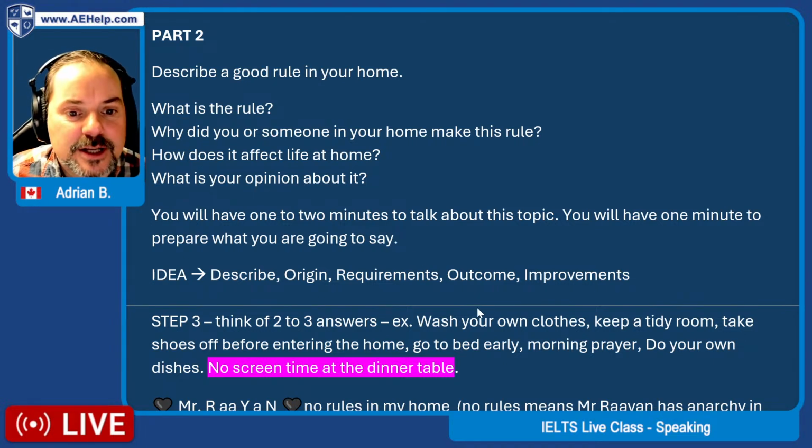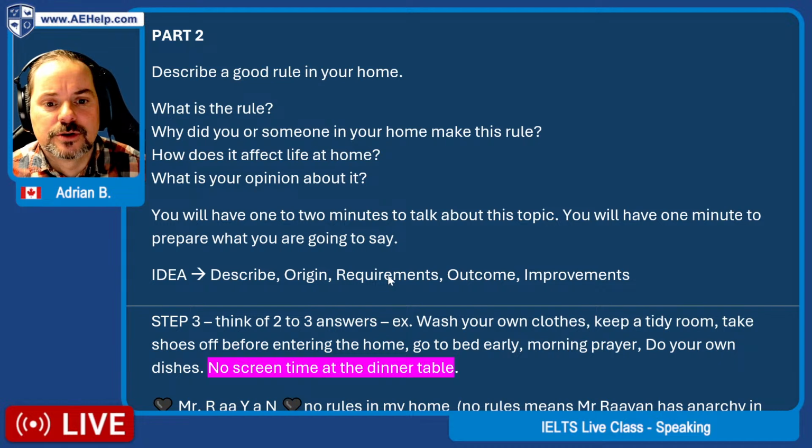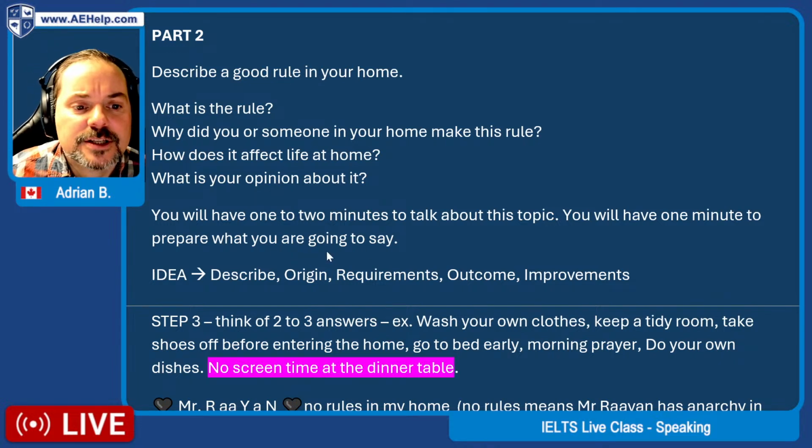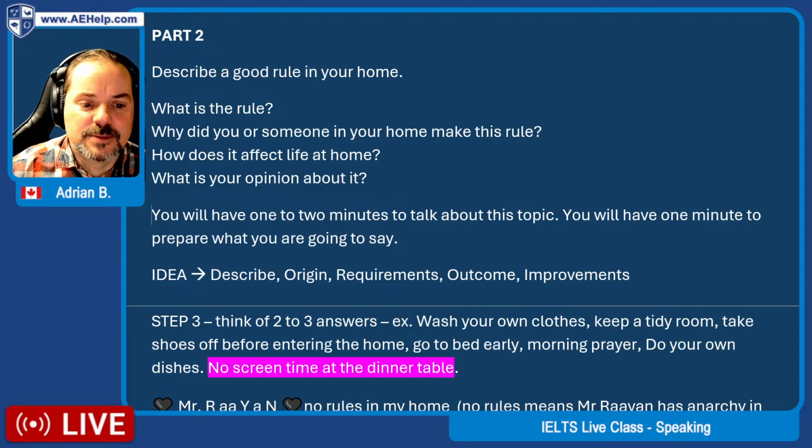Here we go. So now we will continue with part 2. For this part, I will show you a card with some questions. Describe a good rule in your home. Your 1-minute preparation time is up. Please begin speaking.